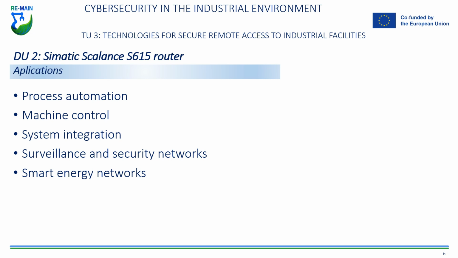Below are some applications of the Scalance S615 router. Process automation. The Scalance S615 router is often used in industrial process automation applications to connect multiple devices and controllers over a network. The router offers advanced security, such as user authentication and data encryption, allowing for the protection of critical data on the network. Additionally, its virtual network (VLAN) management capability allows for network segmentation, helping to improve network security and efficiency.